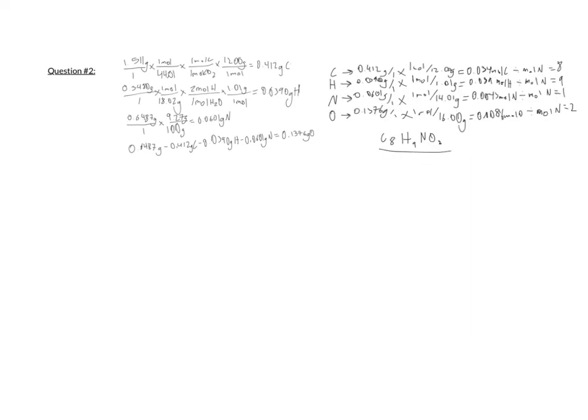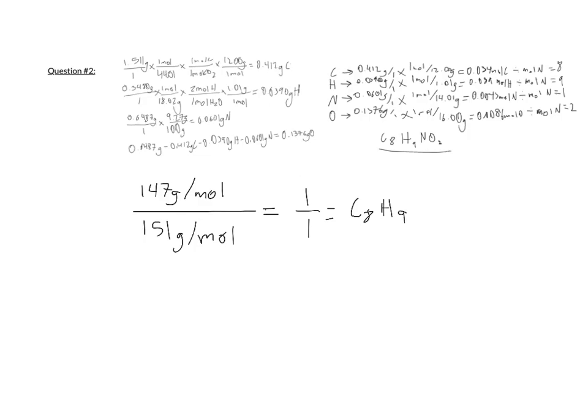And then we are given the molar mass of the molecular formula being 147 grams per mole, and we can calculate that the empirical formula's molar mass is 151 grams per mole, which gives us about a 1-to-1 ratio, as the molar mass of the molecular formula is plus or minus 10, and that means that the molecular formula is the same as the empirical formula, meaning it is C8H9NO2.